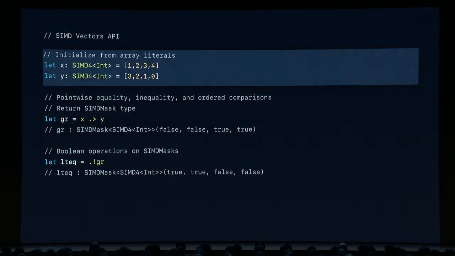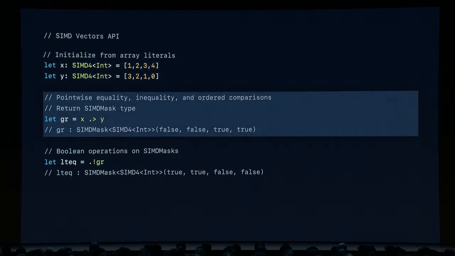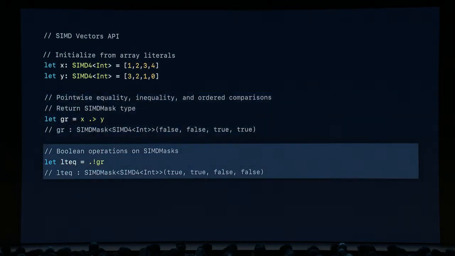You can initialize SIMD vector from array literals. Here we have array of size 4, actually 2 arrays of size 4. And the new dot operators allow you to perform point-wise operations on these vectors, such as equality and comparisons. For example, here we are checking if x is greater than y point-wise. And the result tells us that x is greater than y only at the last 2 points. The result is stored in another type called SIMD mask. And the dot operators on the SIMD mask type allow you to manipulate these resulting masks further. For example, here we are negating the result of the previous computation.